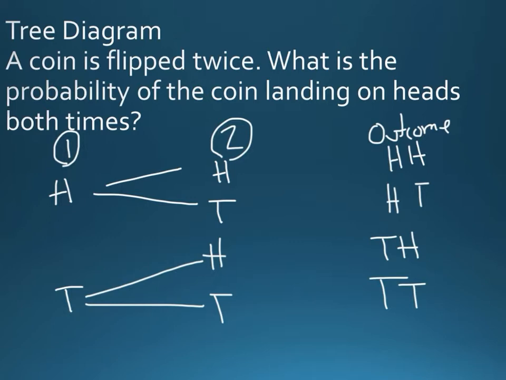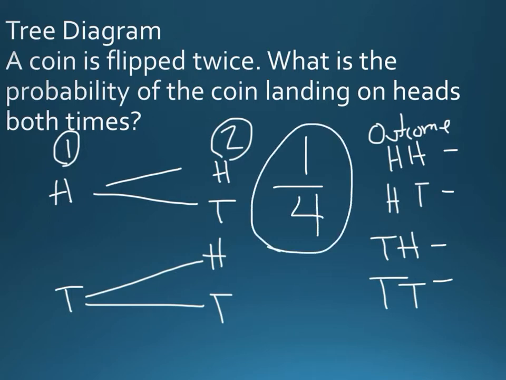So I want to know, what is the probability of the coin landing on heads both times? That can happen one way, so my numerator is 1. And I have 4 different possibilities, so my denominator is 4. So the probability is 1 out of 4.